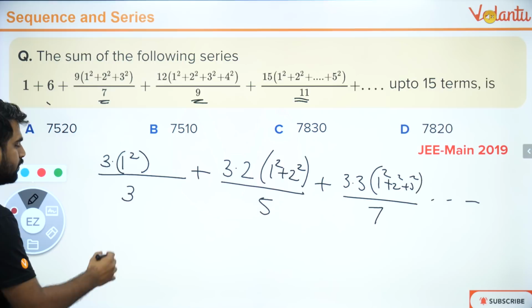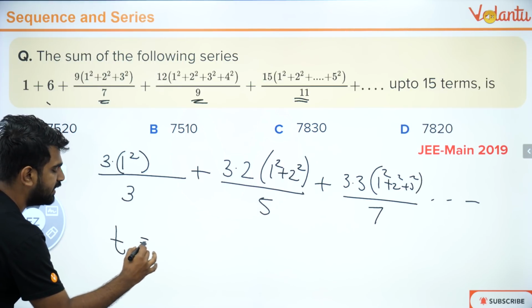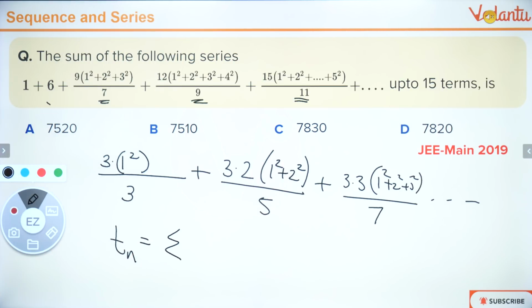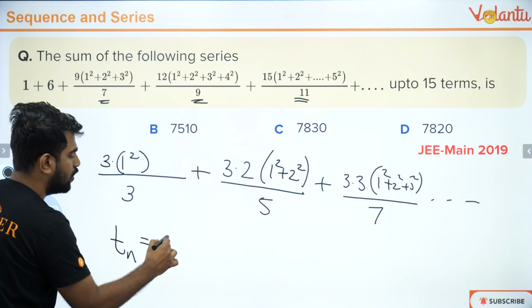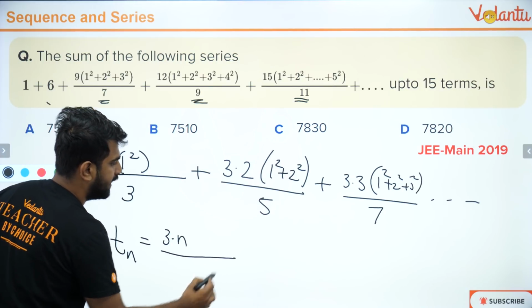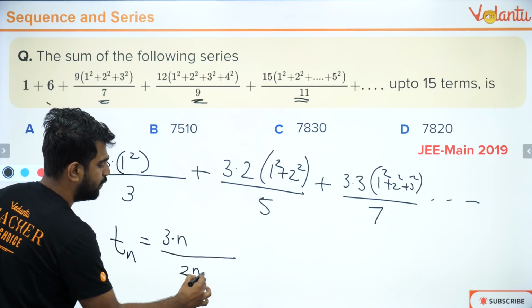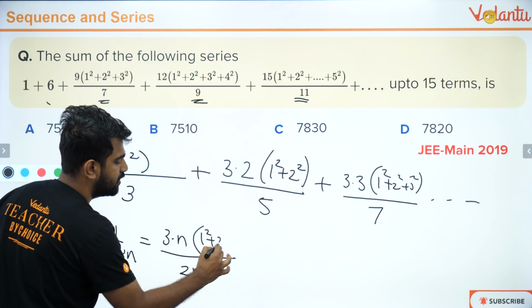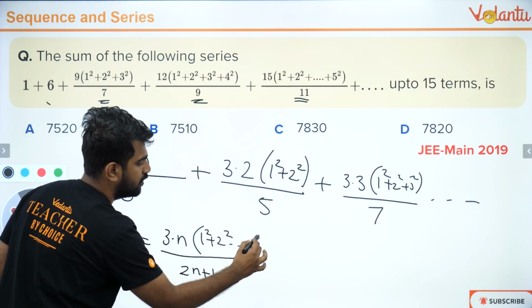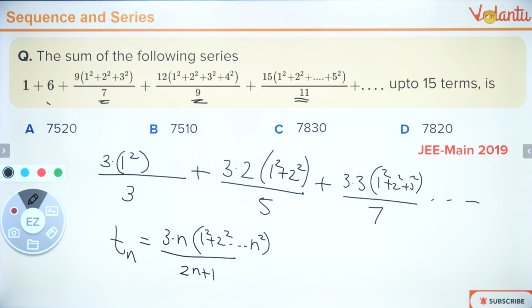So what is the nth term? Let me write the nth term. Let me not write summation, let me directly write Tn. Tn is 3 times n by 2n plus 1, and on the top you will have 1 square plus 2 square all the way up to n square. Don't you guys agree with me on that?